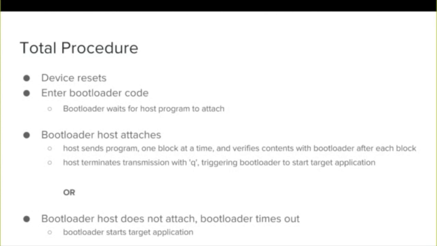So assuming the host attaches, we now have the host send the program one block at a time. Every block it verifies the contents. If the contents are bad, the device says NAK, and we send it again. Assuming that it ACKs, then we move on to the next block. We do that until we're done with all blocks. Then once we're all done with that, we've sent the whole program, we terminate with Q, and that triggers the bootloader to start the target application. Otherwise, the bootloader host does not attach, meaning that nobody is there on the other end of the line waiting for us to say, I'm ready to receive the program. We time out, and then we start with the program.